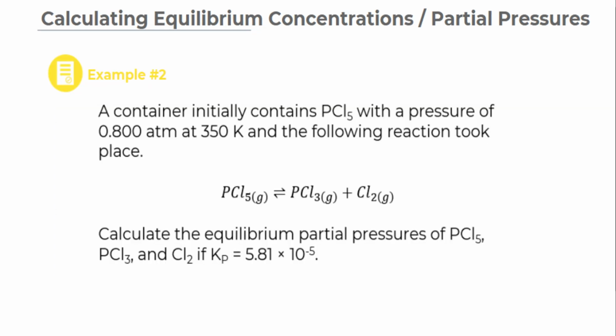Example number 2. A container initially contains phosphorus pentachloride with a pressure of 0.800 atmosphere at 350 Kelvin, and the following reaction took place: phosphorus pentachloride forming phosphorus trichloride and chlorine. Calculate the equilibrium partial pressures of phosphorus pentachloride, phosphorus trichloride, and chlorine if Kp is equal to 5.81 times 10 raised to the negative 5.